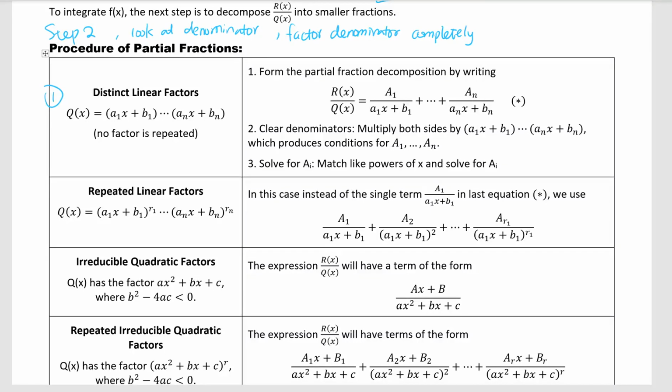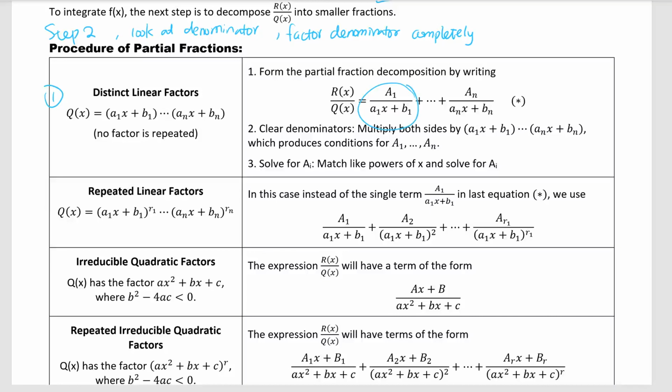So what are distinct linear factors? A linear factor is like ax plus b. So we have all the distinct linear factors multiplied together. This is for the denominator, okay? So if we see this, then we can form the partial fraction decomposition by writing, so we can split all the linear factors and we add them, because we can decompose into simple proper fractions.